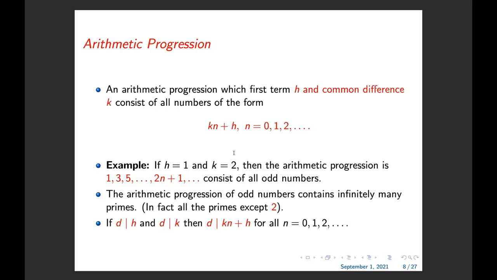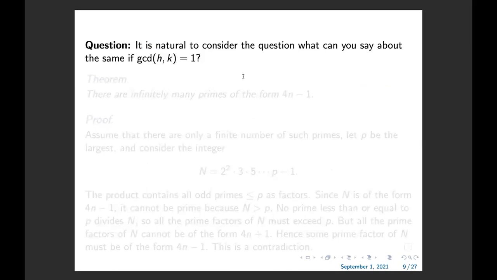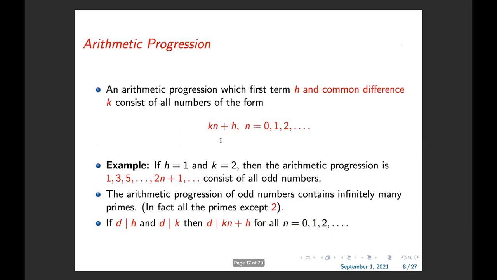However, if the GCD of h and k is 1, then whether this arithmetic progression contains infinitely many primes is a problem of study, right? So here we consider this question. It is natural to consider the question: what can we say if the GCD of h and k is equal to 1? That is, whenever the GCD of h and k is equal to 1, whether this arithmetic progression contains infinitely many primes. So already we have one example here for the odd integer case.